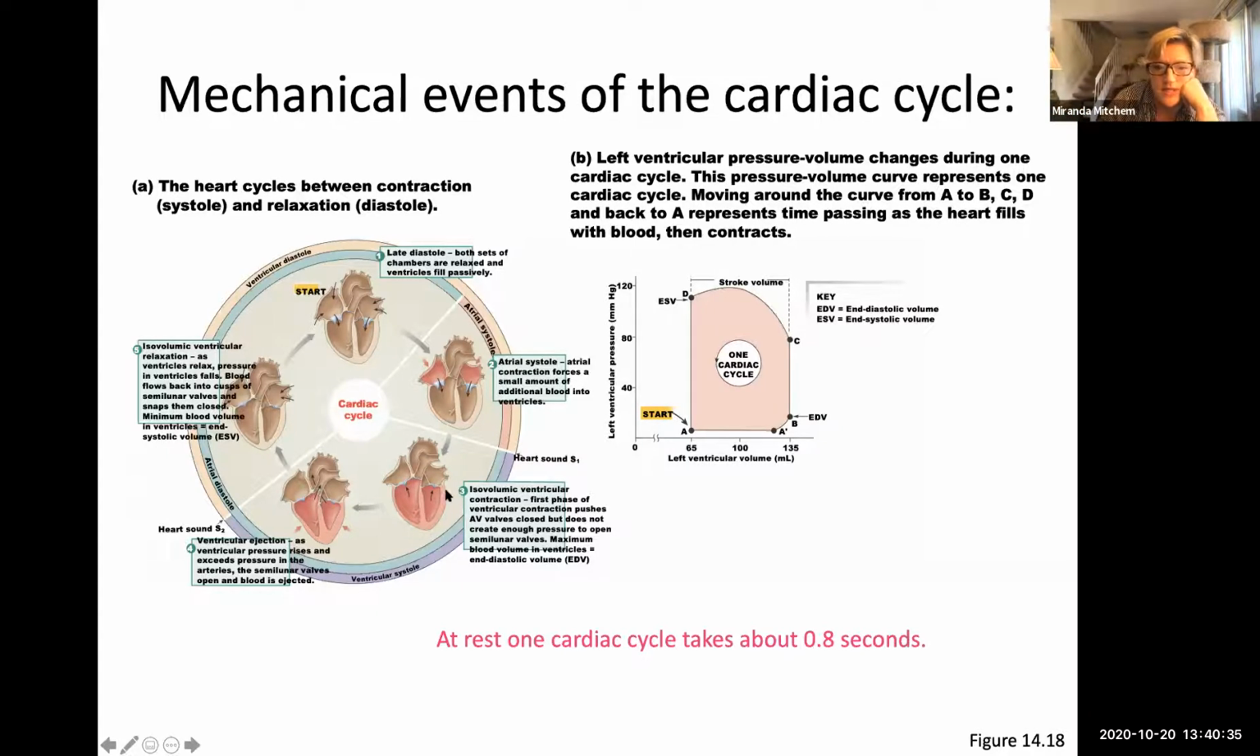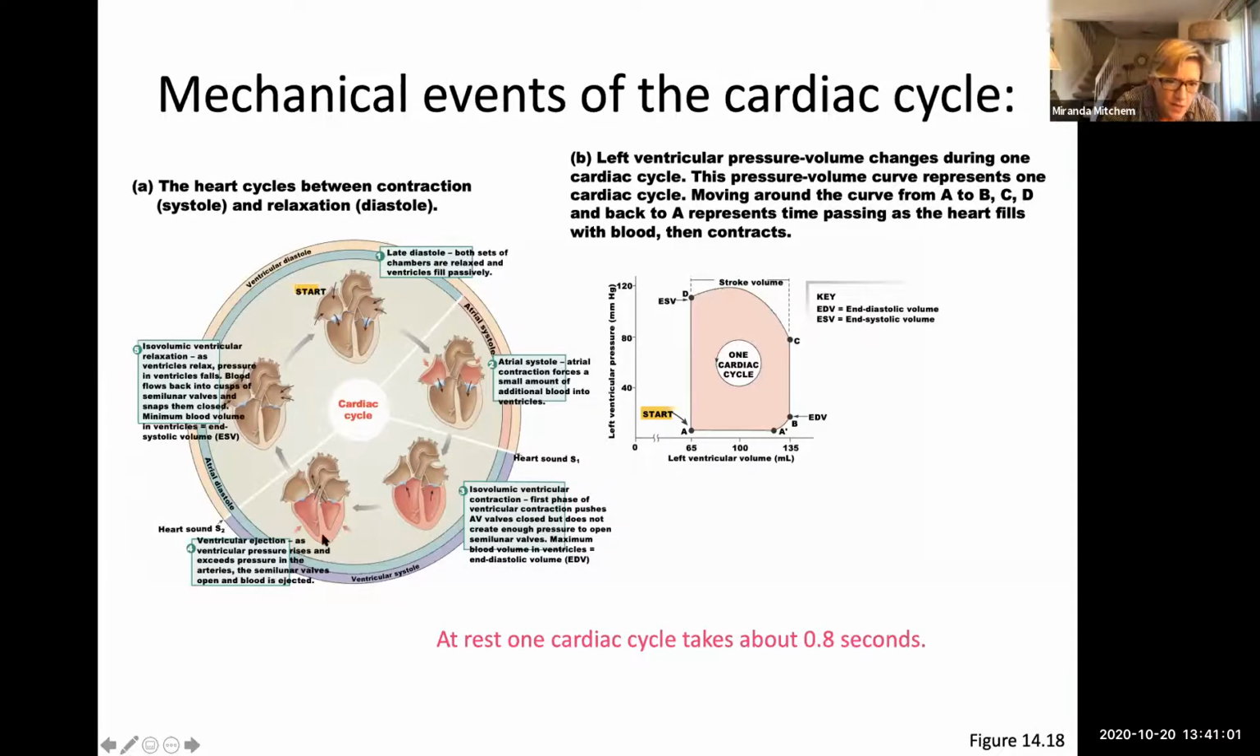So in this stage, where are we? We are in ventricular systole now. Ventricles are contracting. So our first phase of contractions of the ventricles pushes these AV valves closed, but there's not enough pressure yet to open the semilunar valves. Okay, so they're still closed.